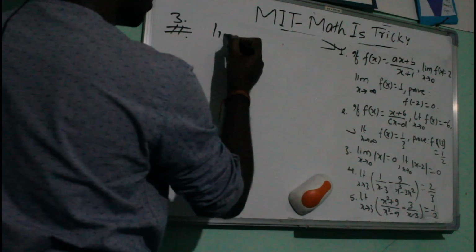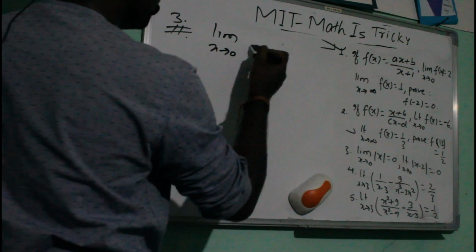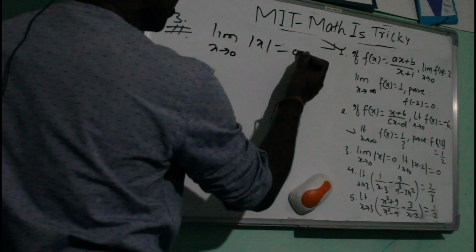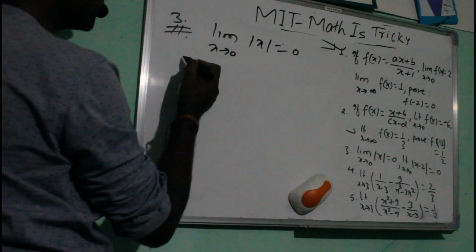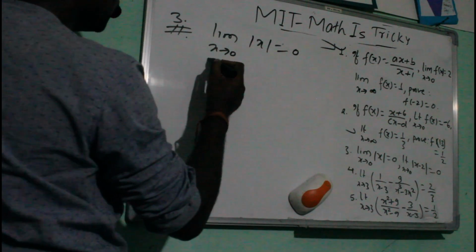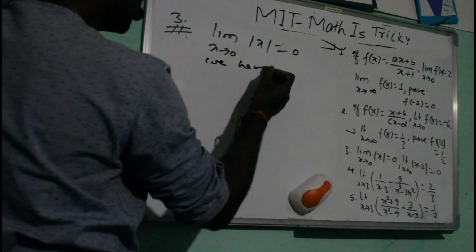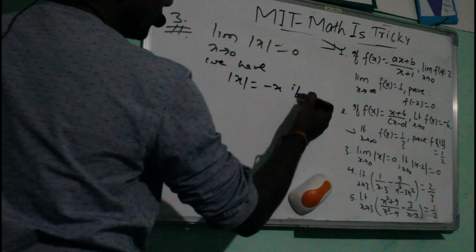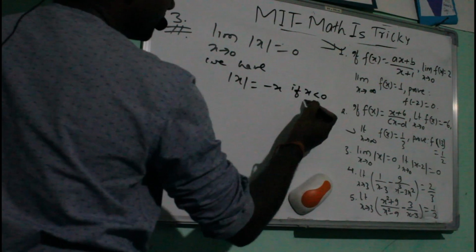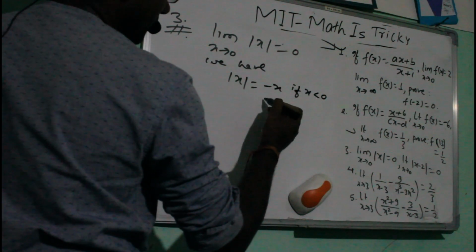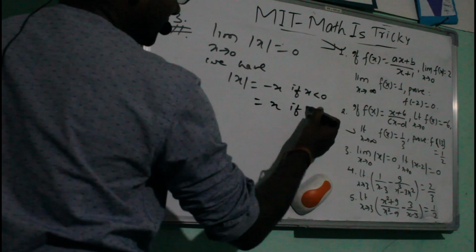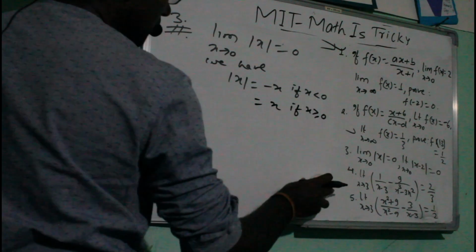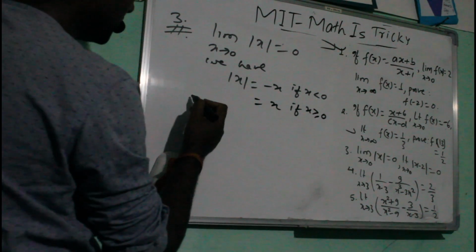So limit x tends to 0, modulus x equals 0. We are going to prove this. So for this, let's find here the left hand limit. We know that modulus x equals what? Minus x if x is less than 0, and x if x is greater than or equal to 0. So we can use here the concept of left hand limit and right hand limit.